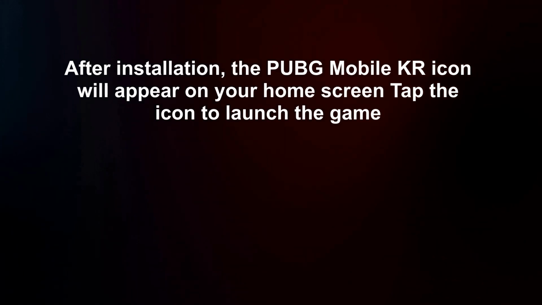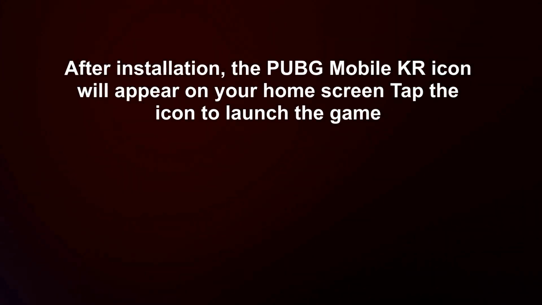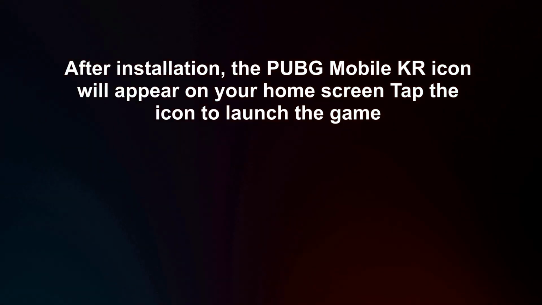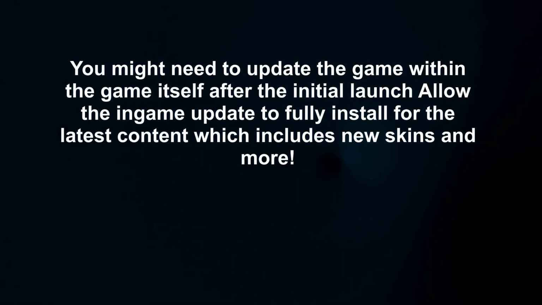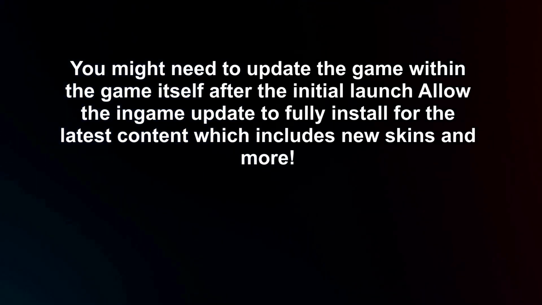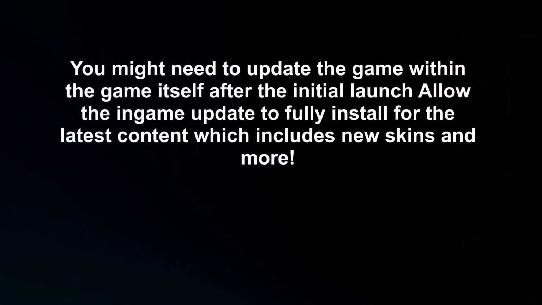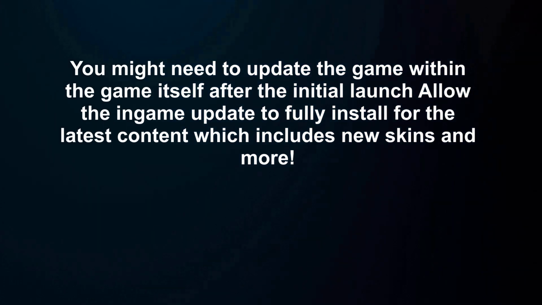After installation, the PUBG Mobile KR icon will appear on your home screen. Tap the icon to launch the game. You might need to update the game within the game itself after the initial launch. Allow the in-game update to fully install for the latest content, which includes new skins and more.